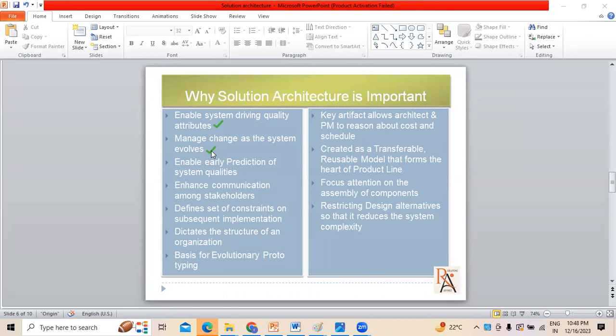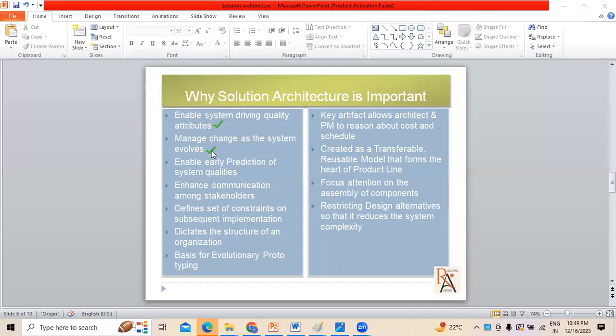Whenever we want to make changes on our applications, we need to understand what sort of expectation a customer or an end user has. So managing changes as the system is evolving from an existing to a proposed or future system, this is where the concept of solution architecture is essentially needed.